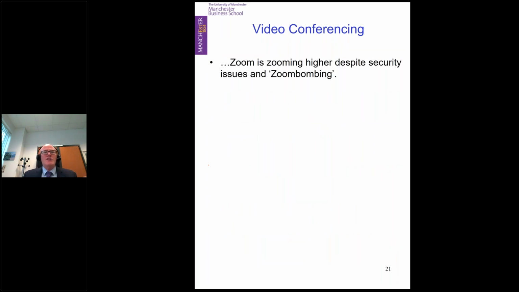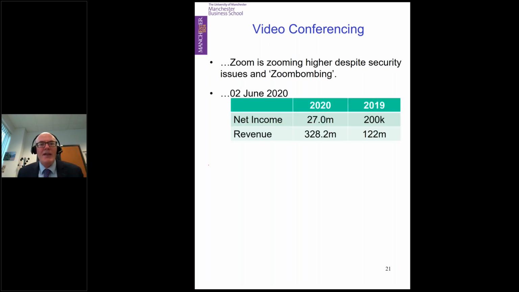Okay, and excuse my pun, but Zoom is zooming ahead. Despite problems that it ran into in the early days of its development called Zoom bombing, where people could come into a Zoom call, and there may be untoward behavior happening in there. But look at Zoom. On the 2nd of June 2020, it had a net income of 27 million compared to 200,000 on the 2nd of June 2019, and revenue of 328.2 million compared to 122 million at the same time in 2019.